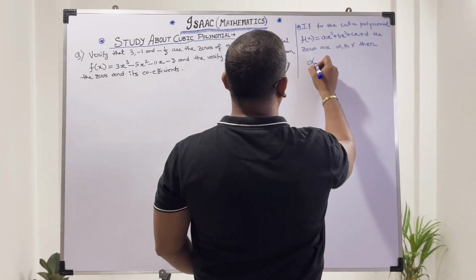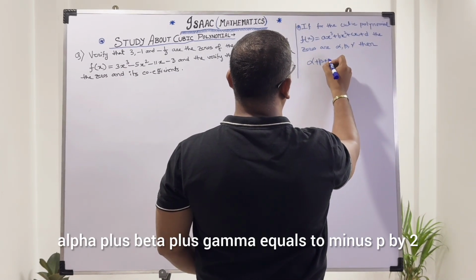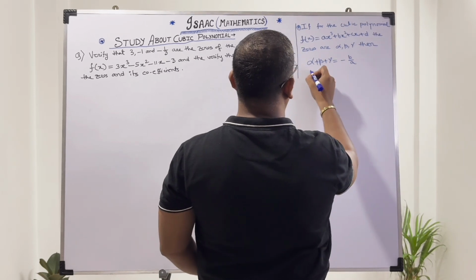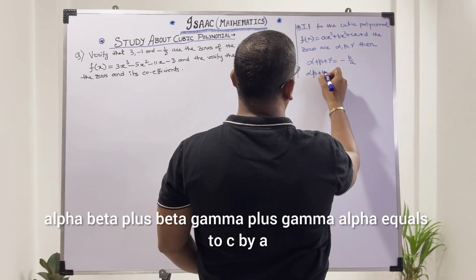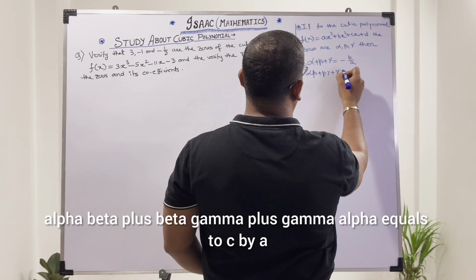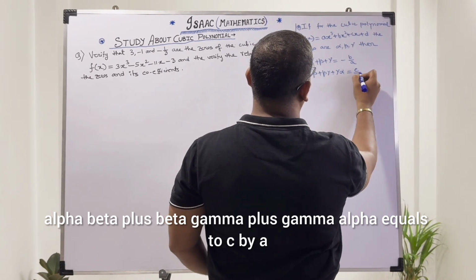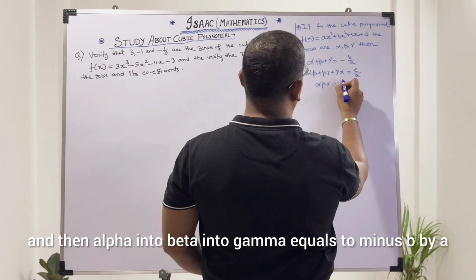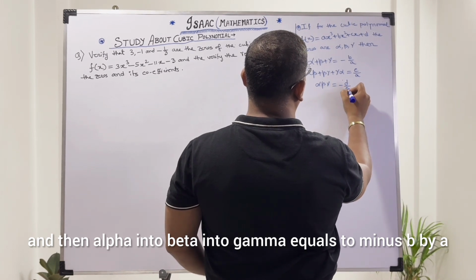Then alpha plus beta plus gamma equals minus b by a, alpha beta plus beta gamma plus gamma alpha equals c by a, and then alpha into beta into gamma equals minus d by a.